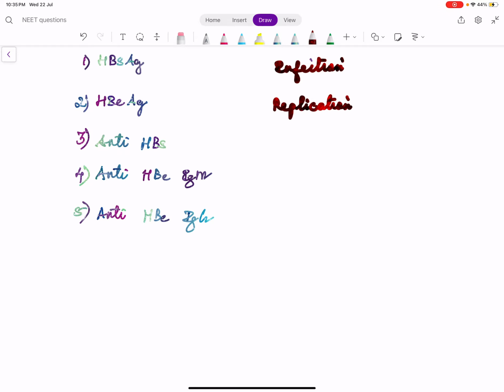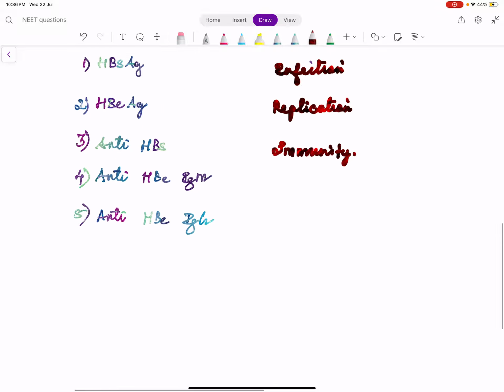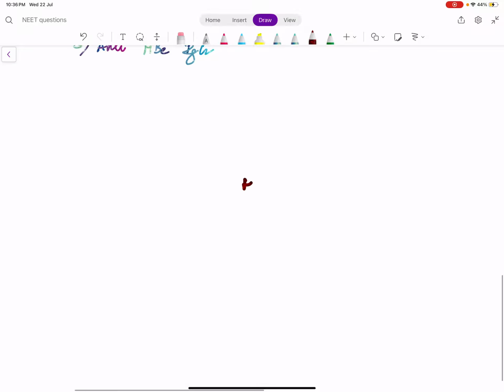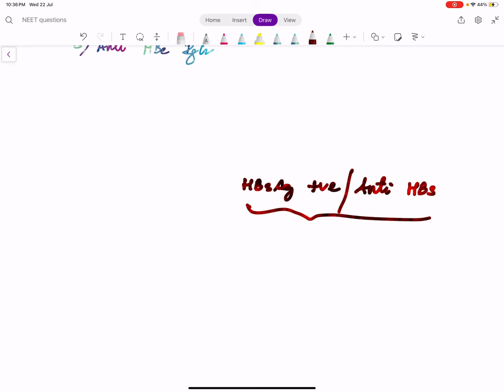Now, what does anti-HBs indicate? HBsAg denotes there is an infection. Anti-HBs denotes there is immunity to infection. So in which condition will anti-HBs be elevated? A prior infection or an immunization. So if HBsAg is positive, the patient has an infection definitely.